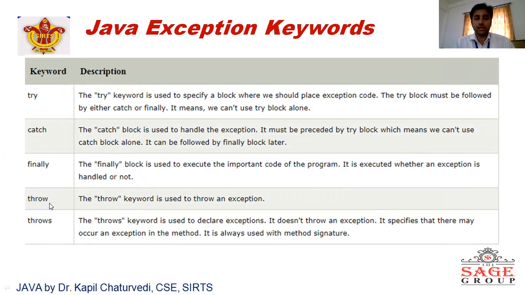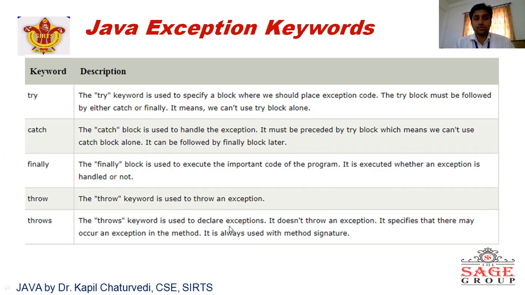Throw and throws are another issue. The throw keyword is used to throw an exception. We forcefully throw an exception. Basically, we use the keyword throw when we implement our own exception. And the throws keyword is used to throw multiple exceptions. When we realize that our code may cause multiple kinds of exceptions, we use the keyword throws.